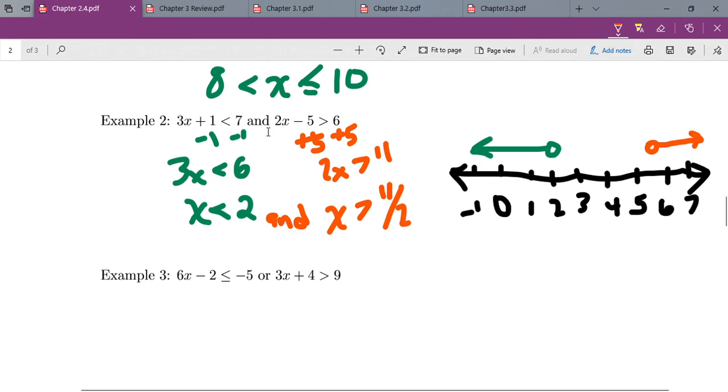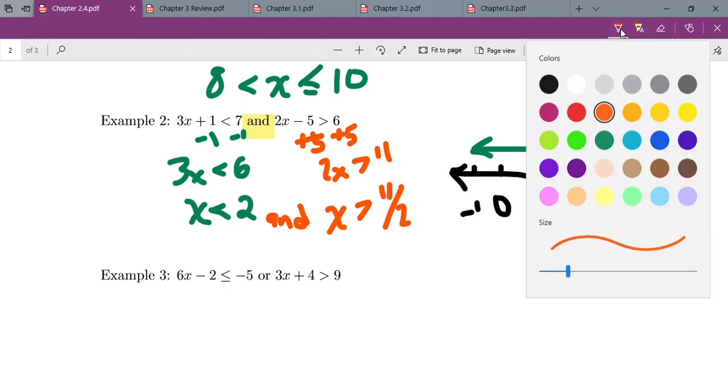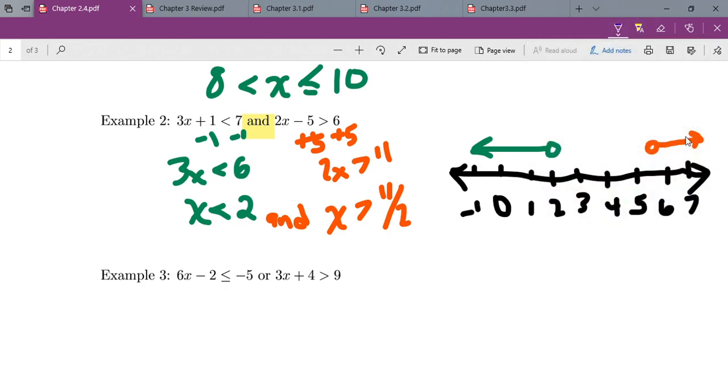So the and statement here, that's what's really important. So this and statement, that means both of them need to happen at the same time. Now the thing here is, okay, this needs to be true and this needs to be true. Well, if this one's going this way and this one's going this way, they're not true at the same time anywhere. So the actual answer here would be no solution.